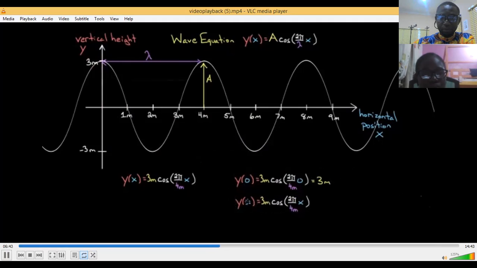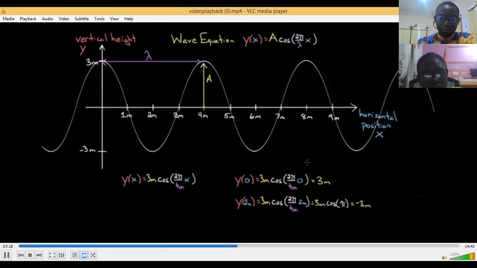Let's say we plug in a horizontal position of 2 meters. If I plug in 2 meters over here, and then I plug in 2 meters over here, what do I get? This is going to be 3 meters times cosine of, well, 2 times 2 is 4, over 4 is 1, times pi, so it's going to be cosine of just pi. And the cosine of pi is -1. So I'm going to get -3 out of this. -3 meters, and that's true. The height of this wave at 2 meters is -3 meters. So this function's telling us the height of the wave at any horizontal position x, which is pretty cool.